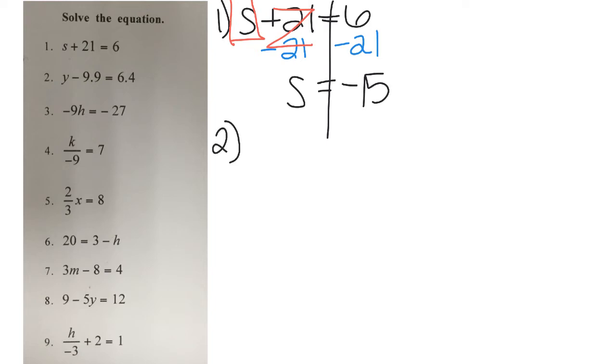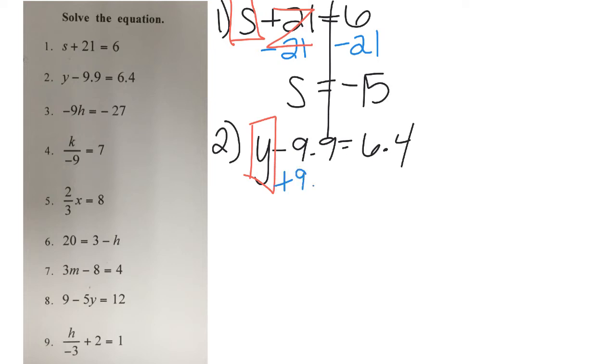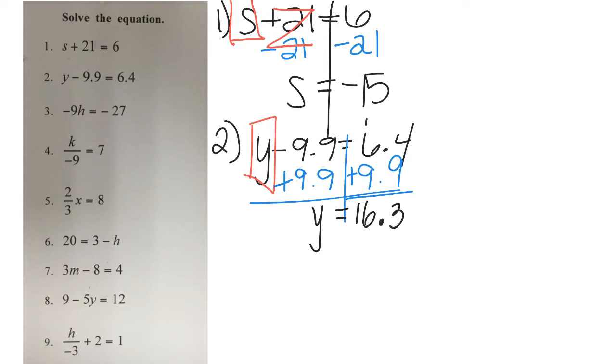Number 2, y minus 9.9 equals 6.4. Same thing, I will need to get y by itself. So I'm going to undo the subtraction this time by adding 9.9. Whatever I do to one side, I have to do to the other. I'm just adding here, so we get y equals 4 plus 9 is 13. Bring down the decimal, so 16.3.